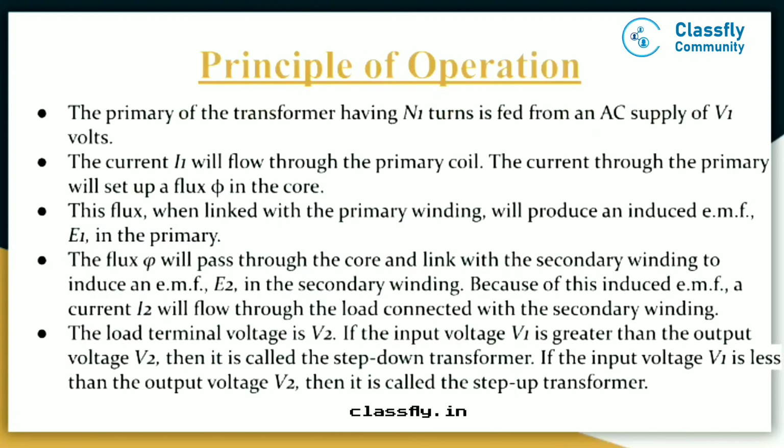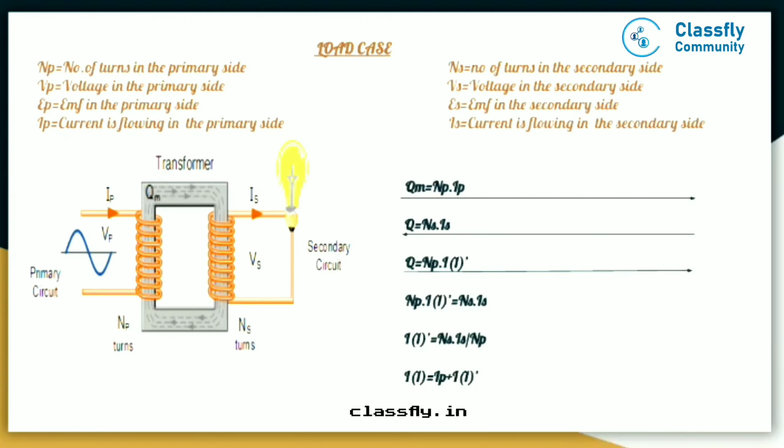Now it says that this flux, when linked with the primary winding, will produce an induced EMF E1 in the primary. That means, where did that E1 come from? E1 came when our flux, that is phi, got linked with the windings, that is its turns, at that time an EMF got induced. So as this phi and these windings are there, when linked, we get our EP or E1, that is our EMF 1.